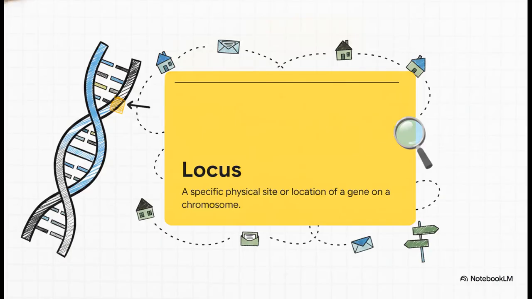To do our genetic detective work, we first need to figure out where our clues actually live. And that brings us to the locus. You can think of a locus as the exact physical street address of a gene on a chromosome. When we're tracking inheritance, we're basically just watching who moves in and out of these very specific microscopic addresses.